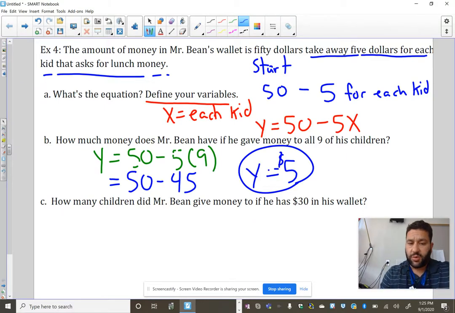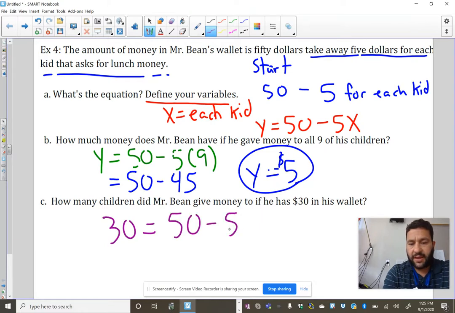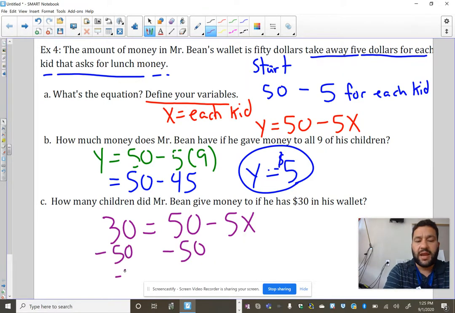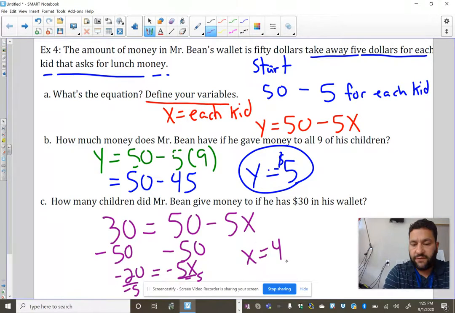Now let's look at another situation. How many children did Mr. Bean give money to if he has $30 in his wallet? Well, 30 would be what he has left over. So 30 would equal 50 minus 5x. We would subtract 50 on both sides to get negative 20 is equal to negative 5x. You would divide by negative 5 to get x is equal to 4 students.